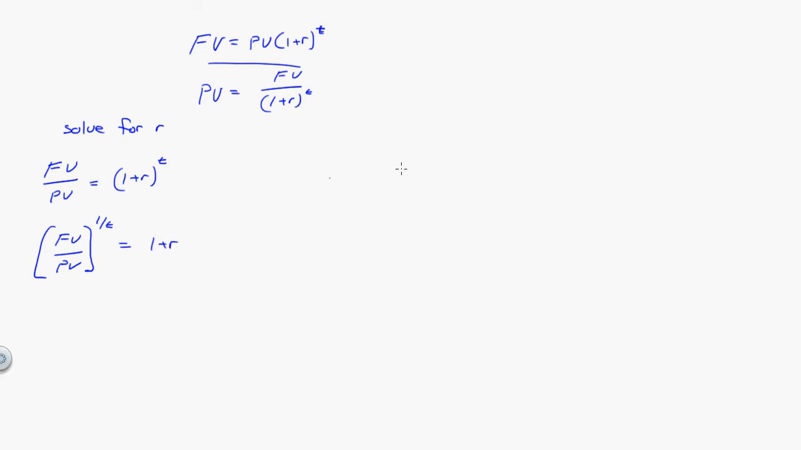Now, how did I do that? Think back to your high school algebra. The base raised to any exponent, if you take that and raise it to 1 over the exponent, it's equal to just the base to the first power. So it's just algebra you did in high school and probably forgot. So subtracting 1 from both sides, r equals future value divided by present value raised to the 1 over t, minus 1.